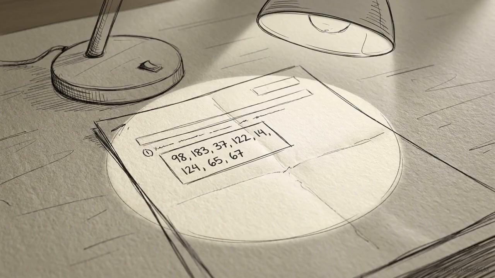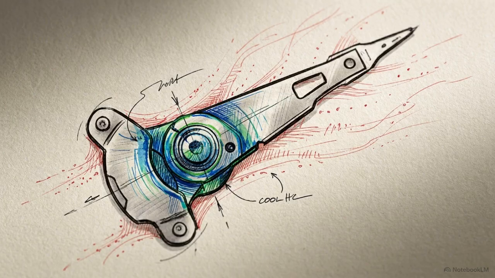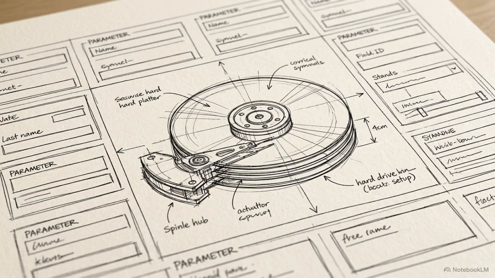We are going to deconstruct the exact mechanics of this algorithm by tracing a complete exam-grade dataset step by step. Efficient scheduling isn't just a software preference, it directly minimizes the physical friction and thermal wear on the mechanical arm. To trace the mathematical model, we first have to establish the specific parameters of the drive we are evaluating.